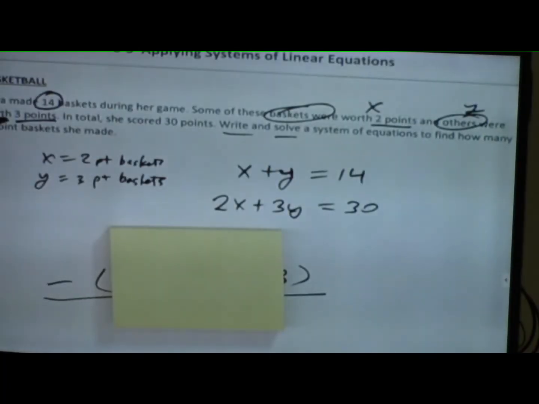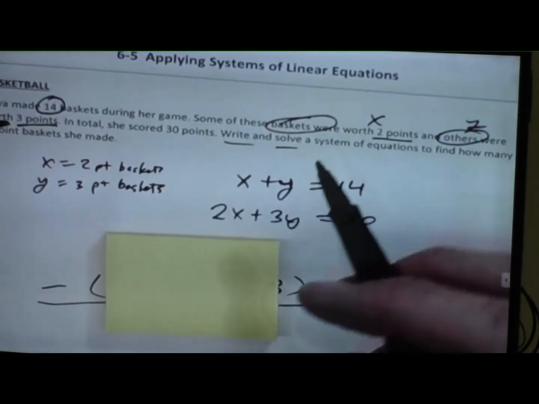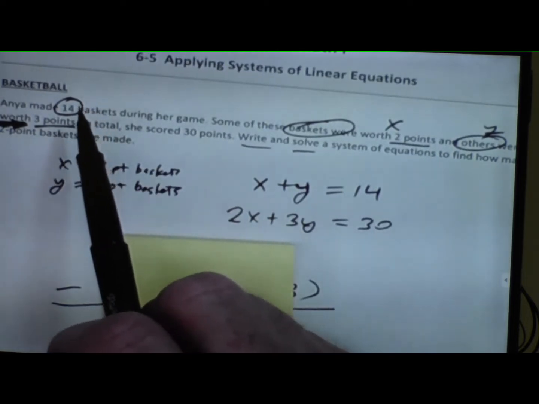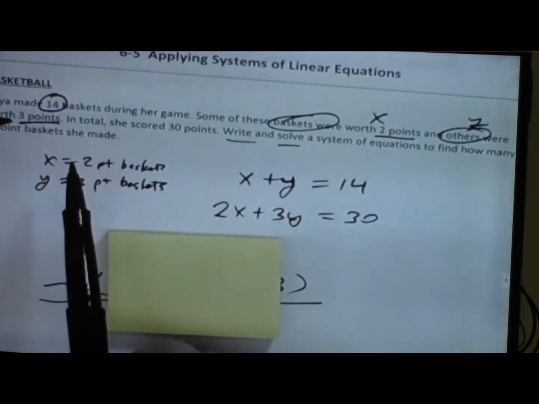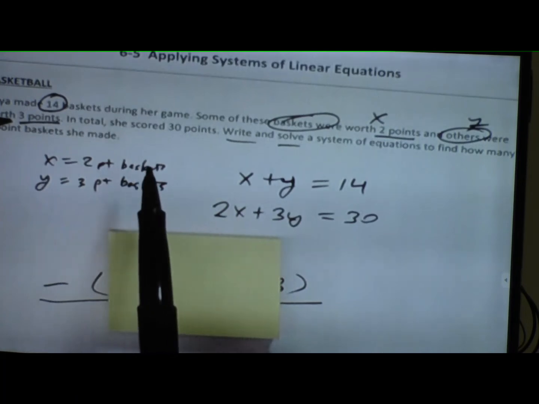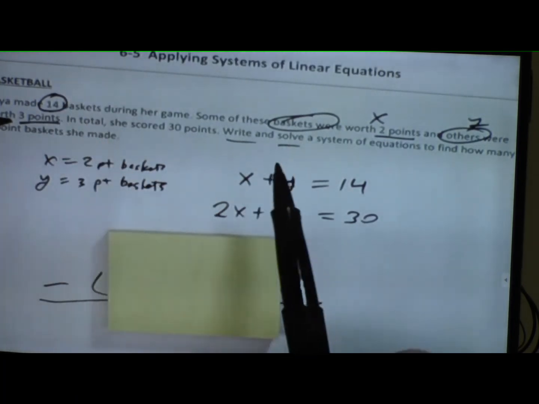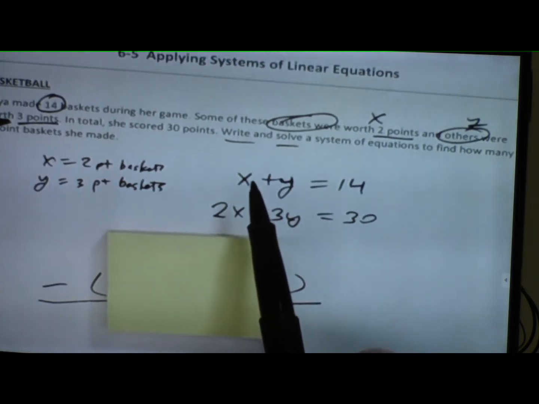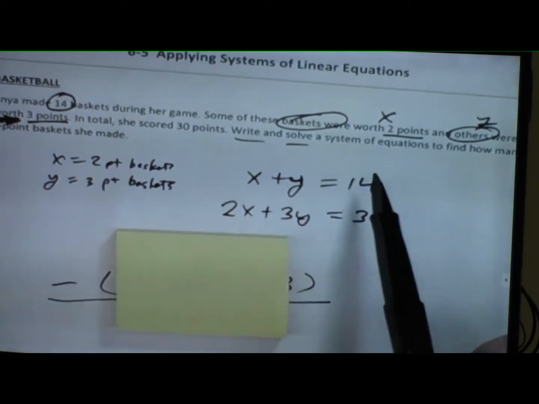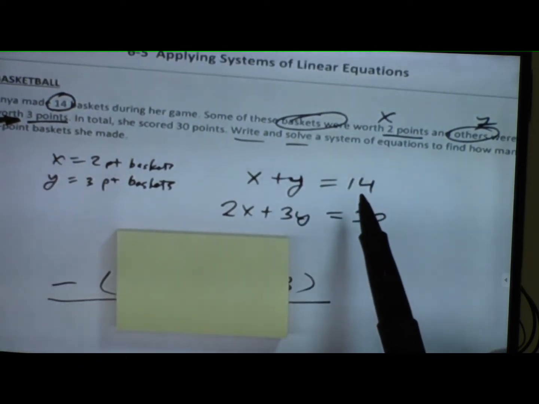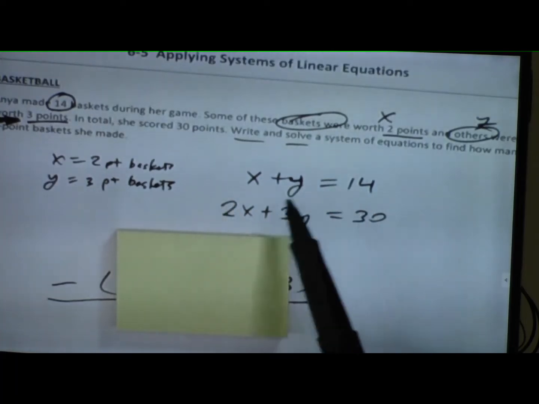Okay, now let's see if you came up with one that would make sense like this. 14 baskets, some of them are worth 2 points. So I made X 2-point baskets and Y are 3-point baskets. And since we know there's 14 of them, we know however many 2-point ones plus how many 3-point ones is a total of 14. So this is one where it's X plus Y, so you've got an easy one to work with.